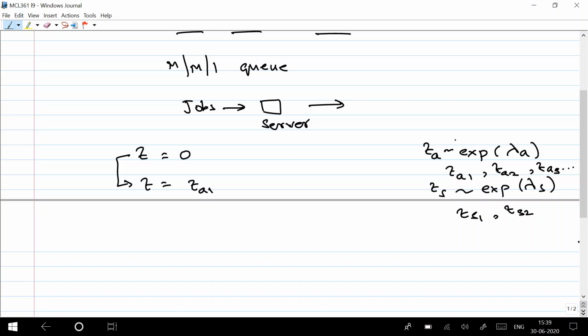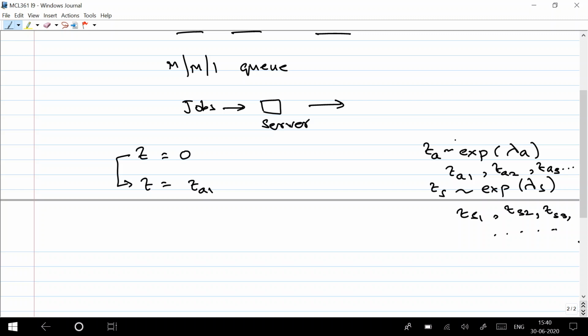And for each of them you also generate the corresponding service times. So now what you have is a list of events, which is the arrivals of various customers, and then the service times for each of these customers.